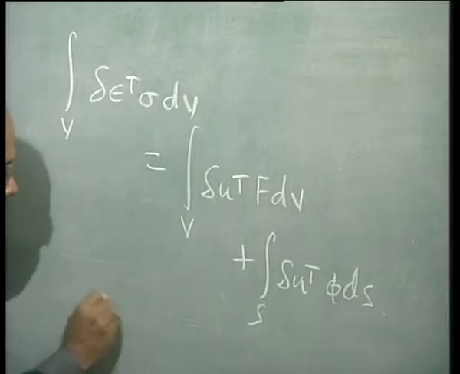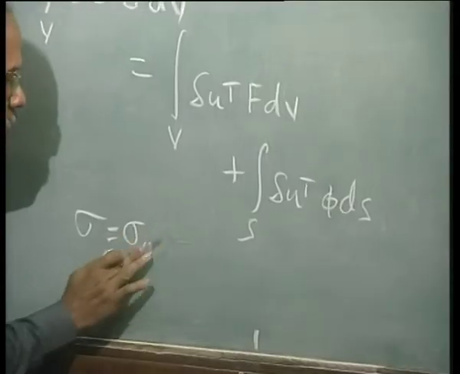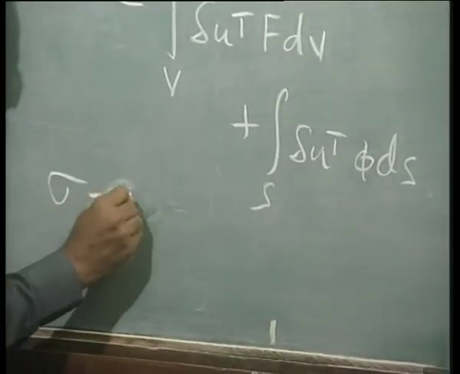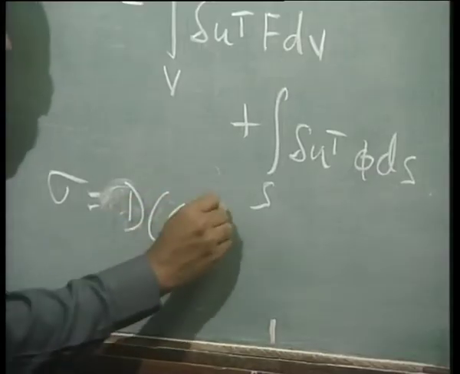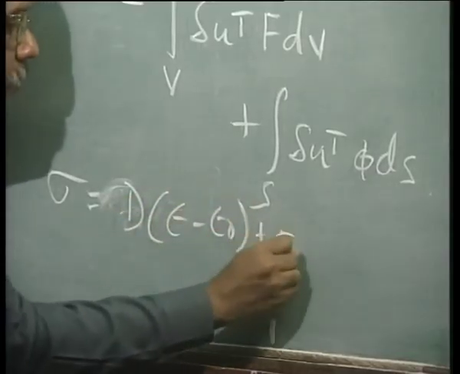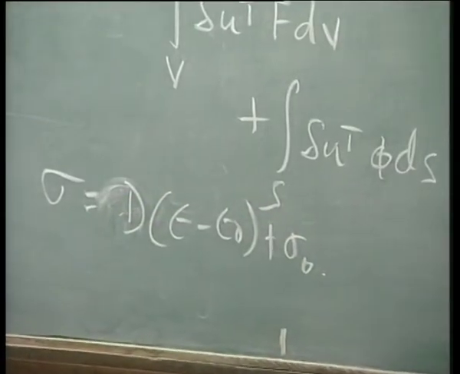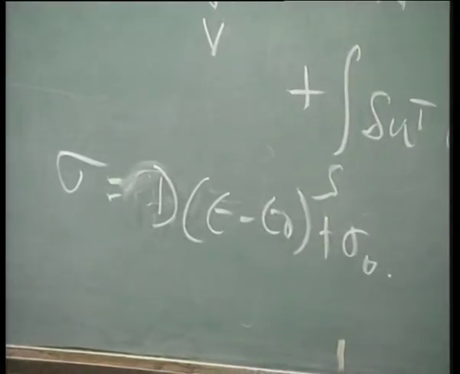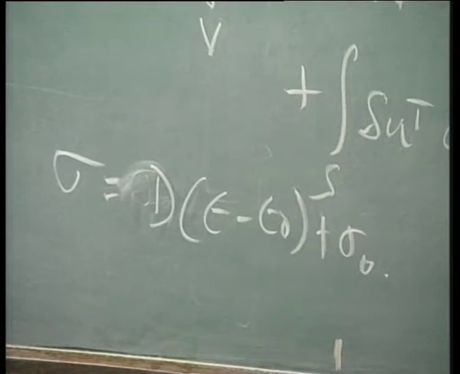See, let us define sigma is equal to D into epsilon minus epsilon 0 plus sigma 0. Let us define sigma to be D into epsilon minus epsilon 0 plus sigma 0, where sigma 0, let us define it as an initial stress that exists. Okay? Let us now define epsilon 0 as an initial strain.